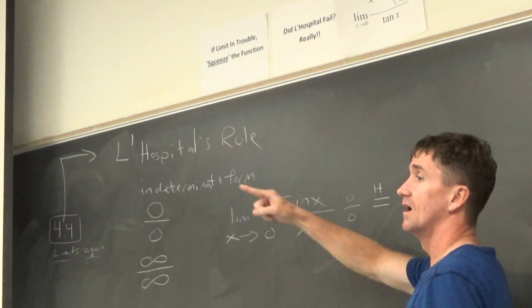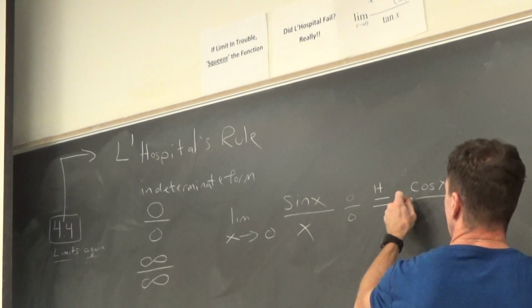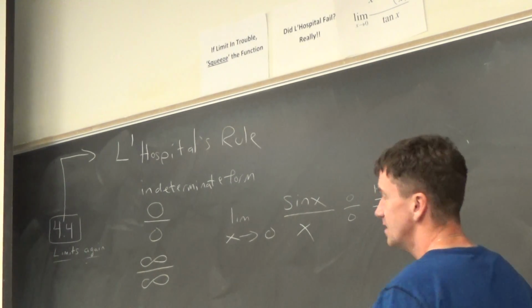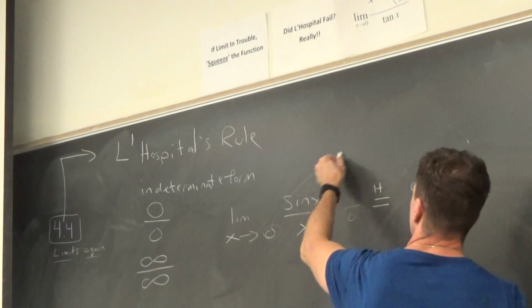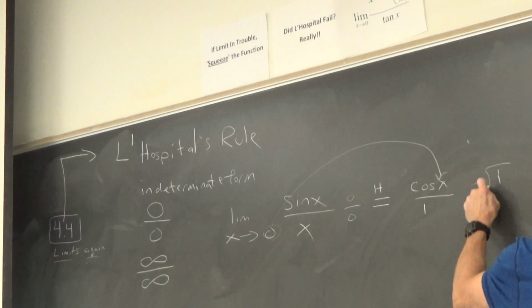What's the derivative of sine? Cosine. Alright. What's the derivative of x? 1. You're like, are you kidding me? We're going to be done. Be careful. Cosine of 0 is not 0. It's 1. The answer is 1.